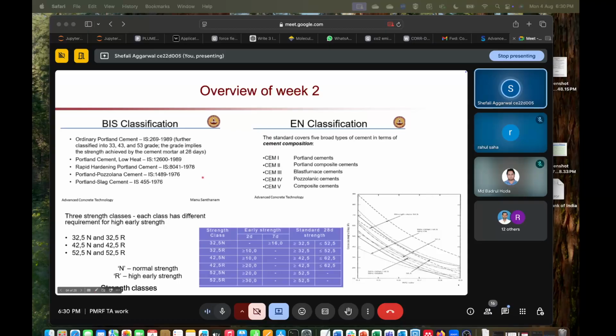Next is BIS classification. In the Indian classification, we use OPC, ordinary Portland cement, which is given by IS 269, and it is further classified into grades 33, 43 and 53. So generally what grade are we using on site, if anybody knows?